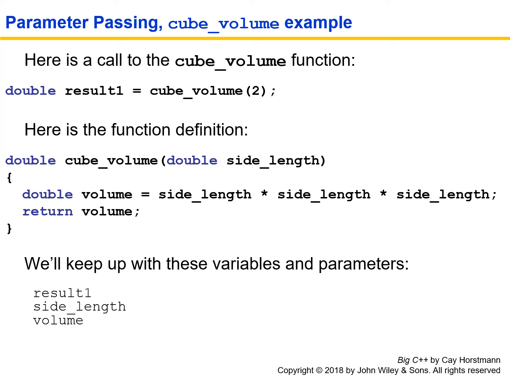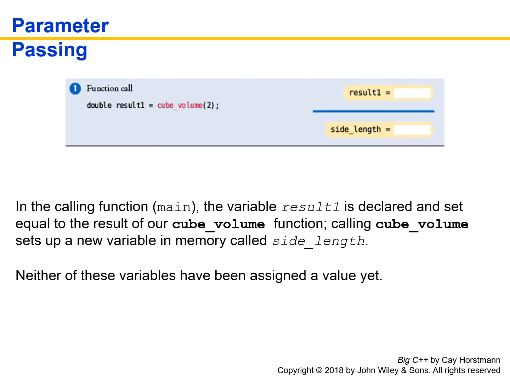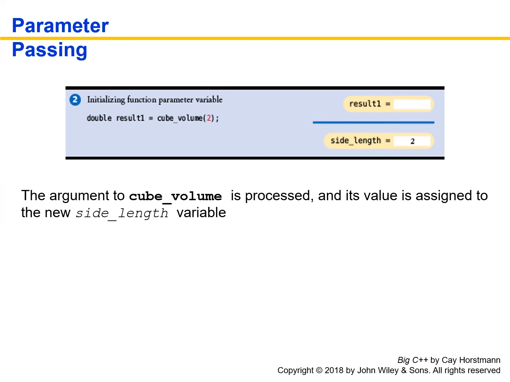Let's see how this works with a call to the cube volume function. We're going to keep up with these variables and parameters, result1, side length, and volume. When the calling function first calls cube volume, there is no value for result1 yet, and there's no value for side length yet. As it processes cube volume, it finds the argument 2 and passes that to the cube volume function. Cube volume creates the side length variable and assigns it value 2.